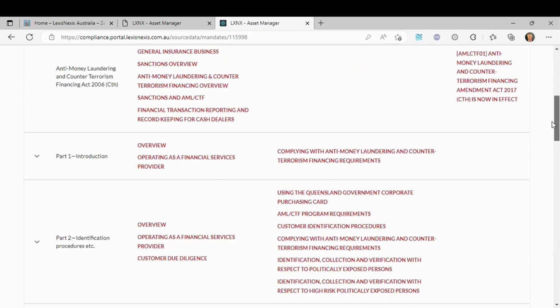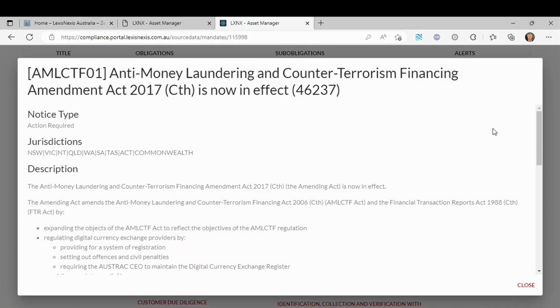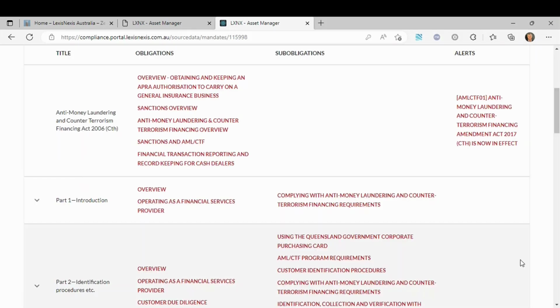and if we scroll a little bit higher, alerts. This is the second piece, because if we dive into this, you can see this particular amending act has now been in effect, and you can see that through the search for something like anti-money laundering, you can begin to understand it's not just the obligations that are caught by the particular search term, but also the alerts as well, and which particular legislation are driving those alerts.